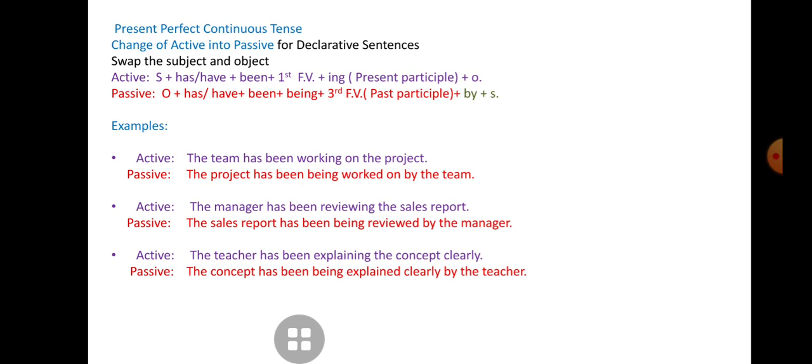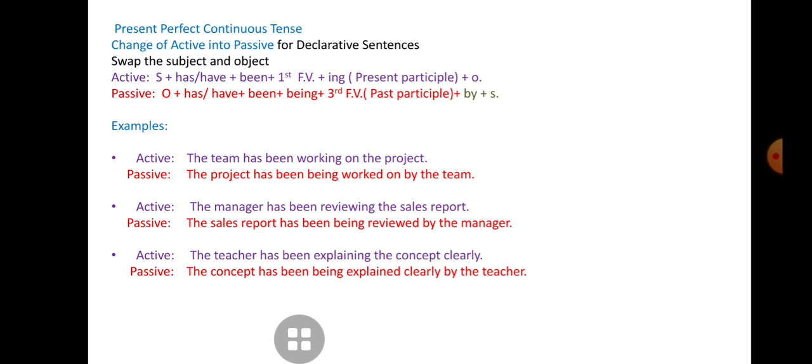And the passive voice tense structure of present perfect continuous tense is: first of all we will put the object of the active voice, plus has or have according to the subject, plus been plus being plus third form of verb, which is also called past participle, plus by plus subject of the active voice.